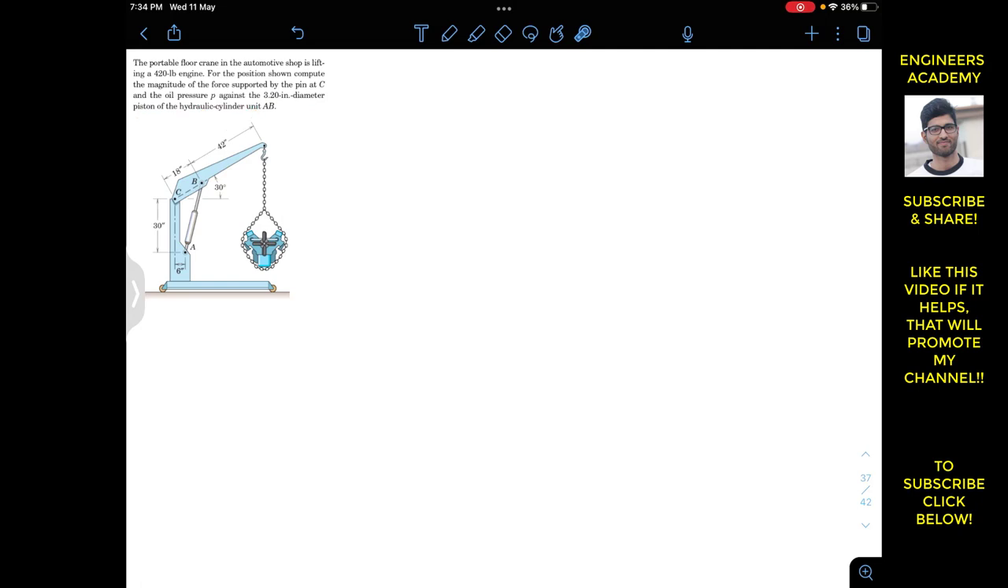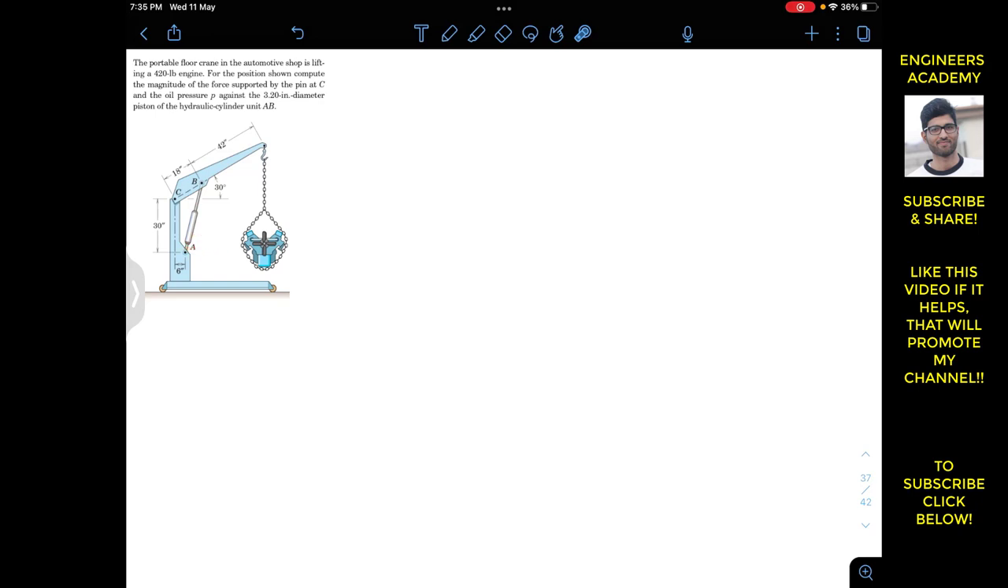So we have to find the pressure exerted by this piston inside this assembly, which has a diameter of 3.2 inch, and then we have to find the magnitude of the force supported by the pin C. So we have to find the resultant reaction at pin C. To solve this problem, first of all we have to find the angle of the force which is applied by this piston arrangement at point B. We have to find the angle of this force with the horizontal.